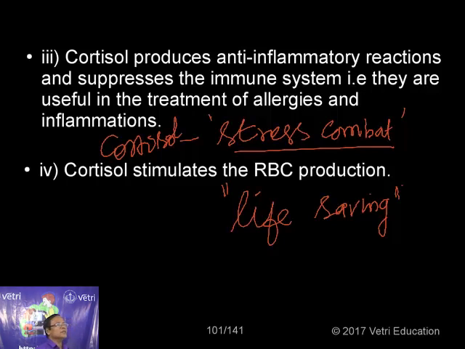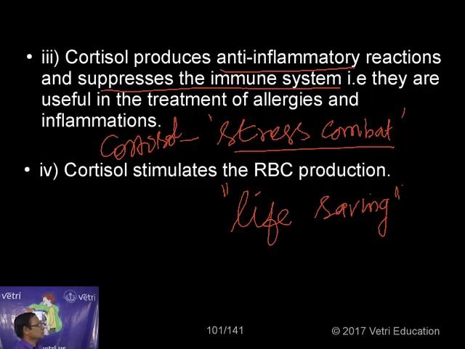Now, what is its main function? It generates anti-inflammatory reactions at the time of allergies, and also suppresses the immune system during organ and tissue transplants. These are the two major functions. That's why it's called the stress combat hormone. All the hormones together, the glucocorticoids, are called life-saving hormones. So cortisol produces anti-inflammatory reactions and suppresses the immune system during organ or tissue transplants. So they are useful in the treatment of allergies and inflammations. That's why they're called anti-inflammatory agents, and cortisol the stress combat hormone.